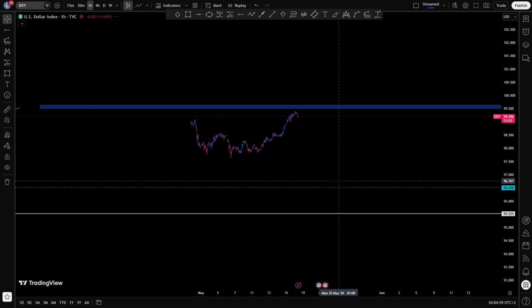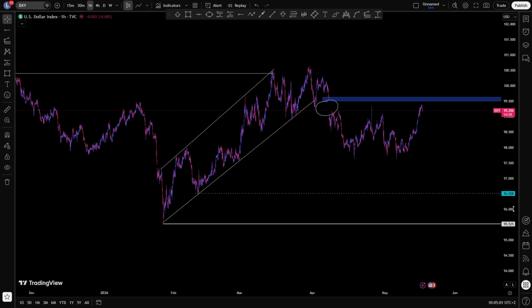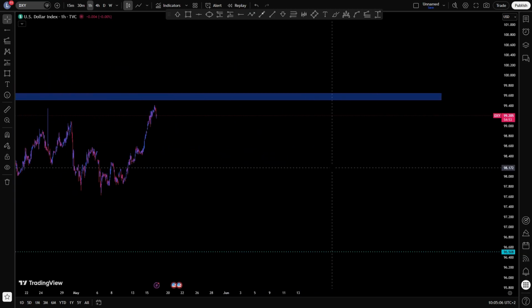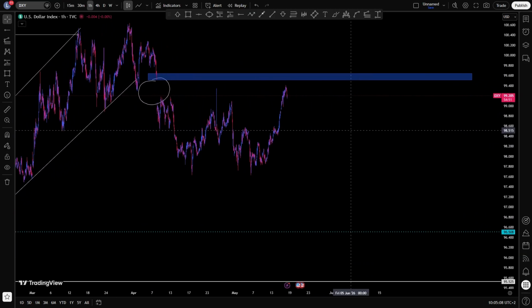Right? Let's go to the H1 time frame and actually validate what I am saying. The market hasn't filled this gap yet. It needs to fill it in the future. So what I believe the market will do is simple.